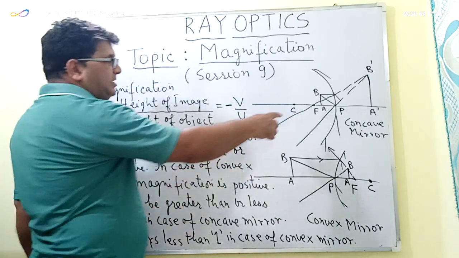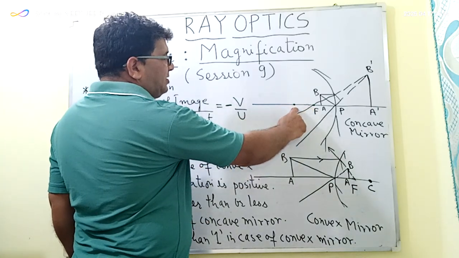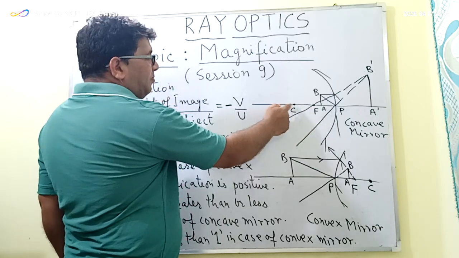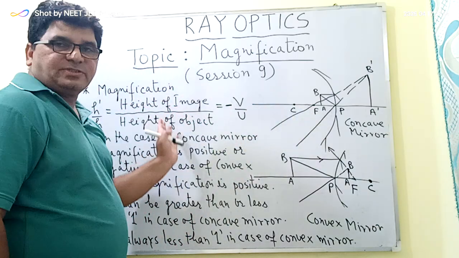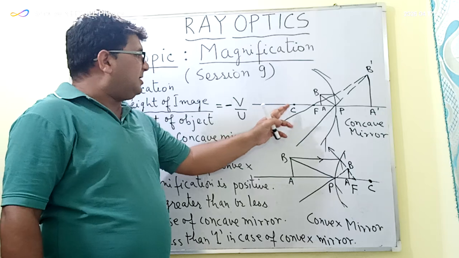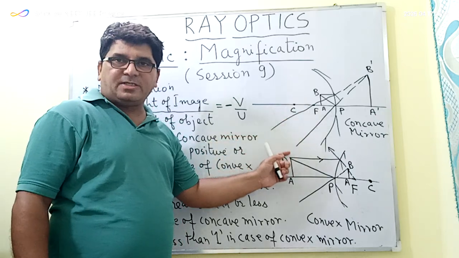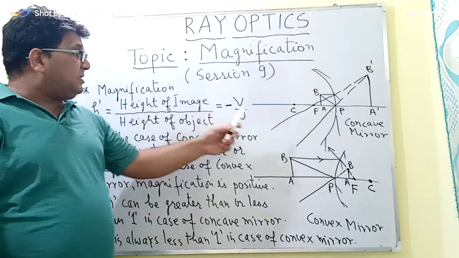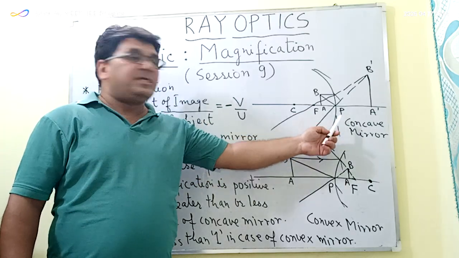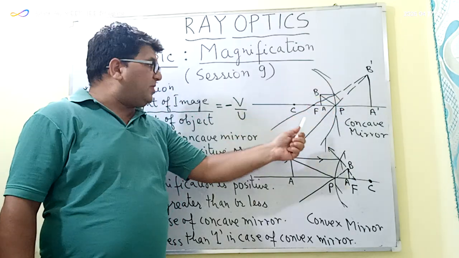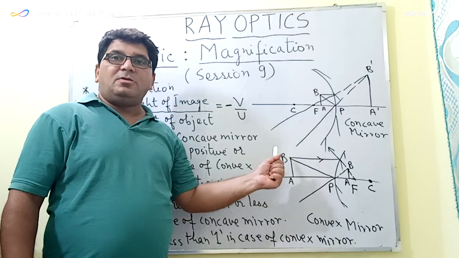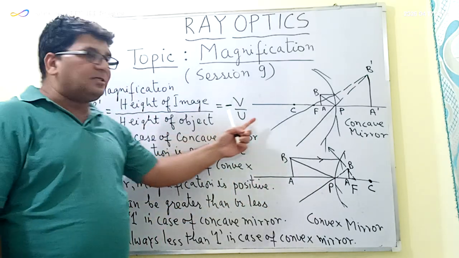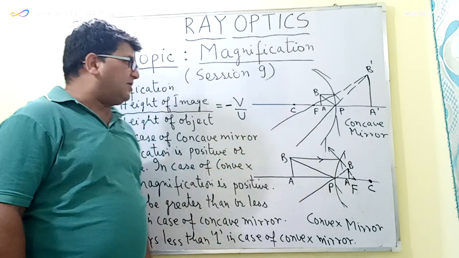However, if the object is placed somewhere between the center of curvature and the focus, or it is placed beyond the center of curvature, that is on the left side of the center of curvature, then in that case the image will be real and inverted. So in that case the magnification will be negative. In the case of concave mirror, we can get the enlarged image or we can get the diminished image. So the numerical value of the magnification can be either greater than 1 or less than 1.